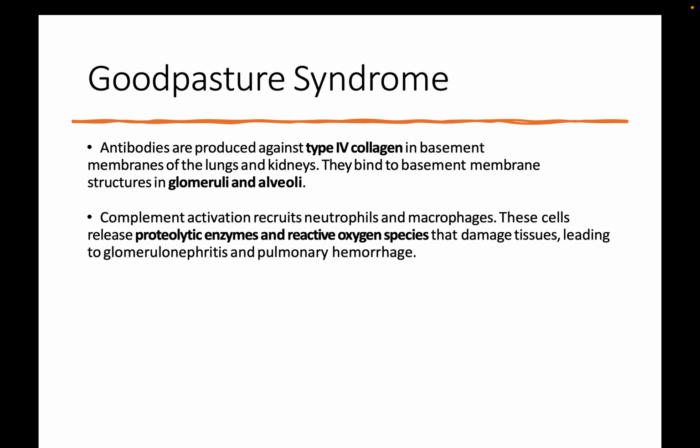Another one is Goodpasture syndrome. Goodpasture syndrome is where you create an antibody response towards type 4 collagen. Type 4 collagen is found in the basement membranes of your lungs and kidneys, and specifically in your glomeruli and alveoli. Alveoli are these little sacs found in your lungs doing the gas exchange. Glomeruli are capillaries that are the filtration units in the kidneys. What happens is that antibodies bind to them, and they activate your complement system and your immune cells to destroy them. So people with Goodpasture syndrome have a lot of issues with the lungs and kidneys.